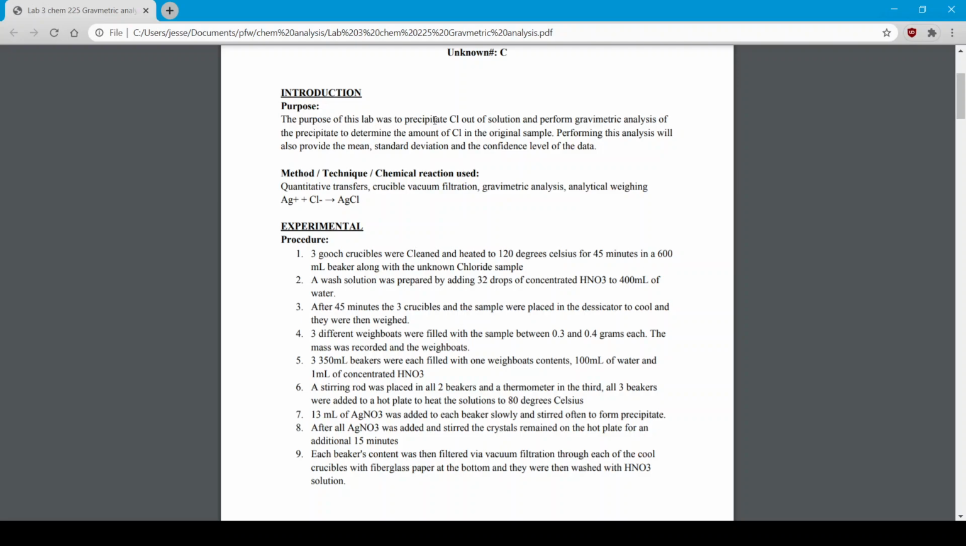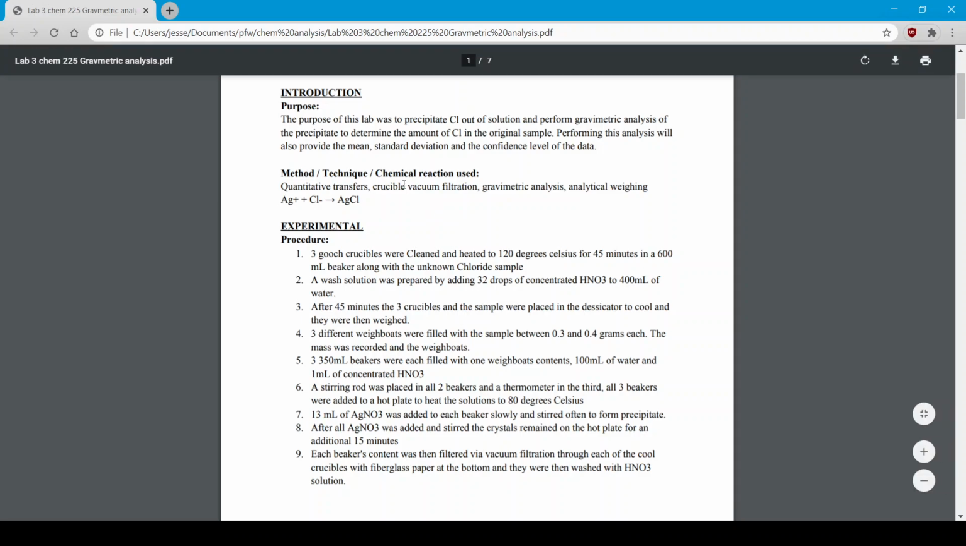So today, we're going to be performing a gravimetric analysis to precipitate Cl out of a solution. So basically we're going to take our sample, we're going to turn it into a solution by dissolving it, and then we're going to precipitate that out. So we started with an unknown sample. We didn't know what it was.